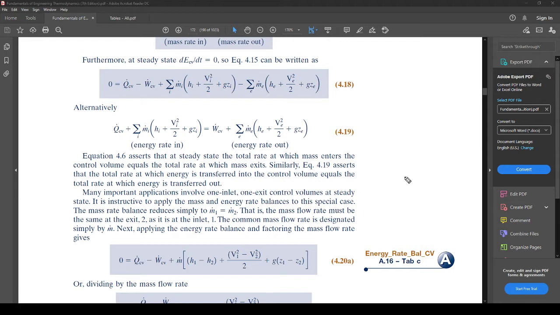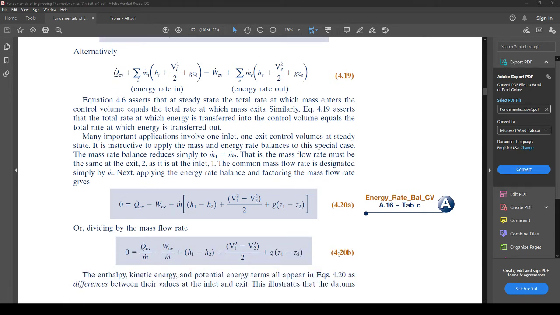Next, applying the energy rate balance and factoring the mass flow rate gives this. So we have seen this equation in our example yesterday. It was the same equation as before, except that we don't have to sum the mass flow rate entering and exiting because we know that the mass flow rate is the same. And therefore, if we know that they're the same, you can factor that out, and what is left is essentially this: h1 minus h2, the velocities, and then the potential energies subtracted off each other. So you end up with this, which we saw last time. I think we've got a decent grip on how that works.